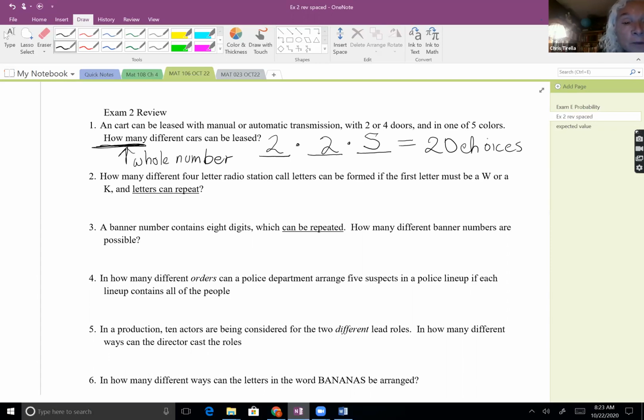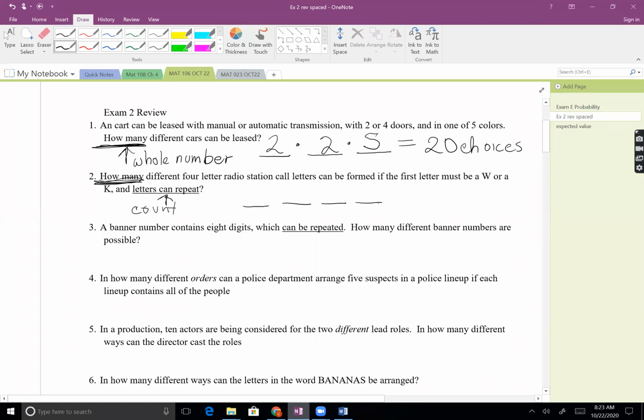Next question, again, is a how many. I know it's a whole number. How many four-letter radio station call letters can be formed if the first letter must be a W or a K, and letters can repeat? If they can repeat, that means we're not using permutations or combinations. We've got to use our counting principle, so we've got to pick 4 things.